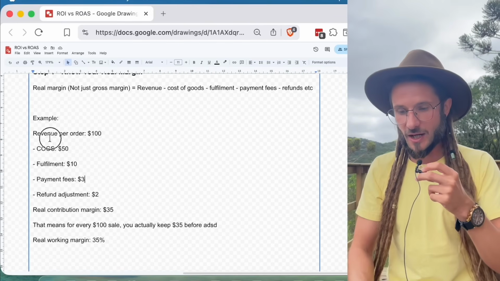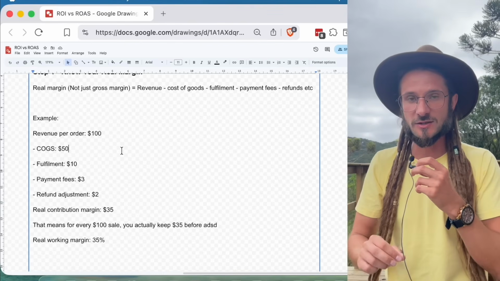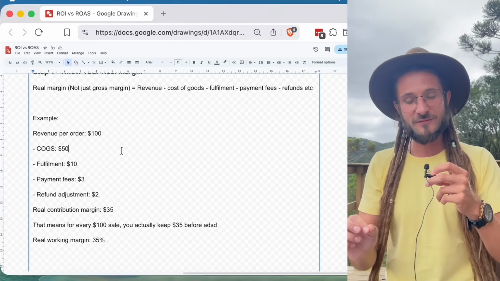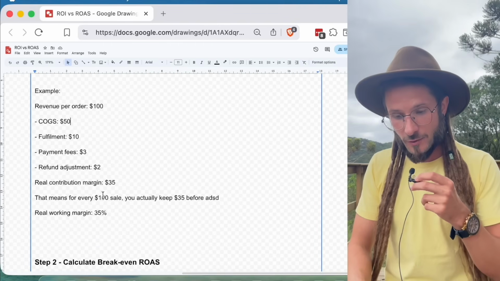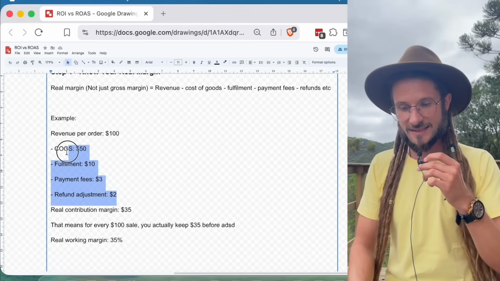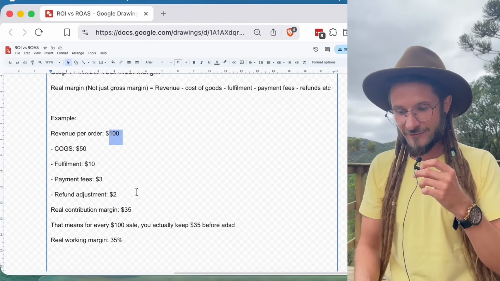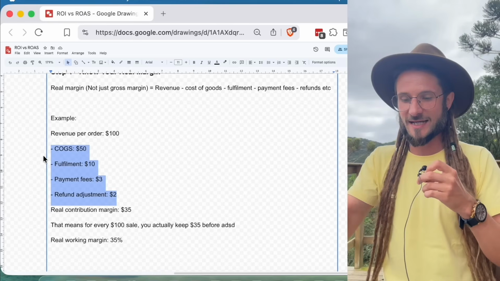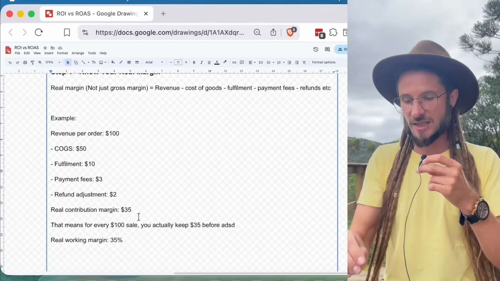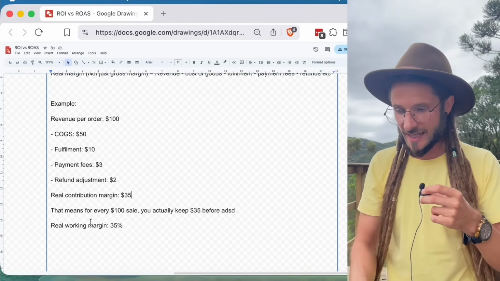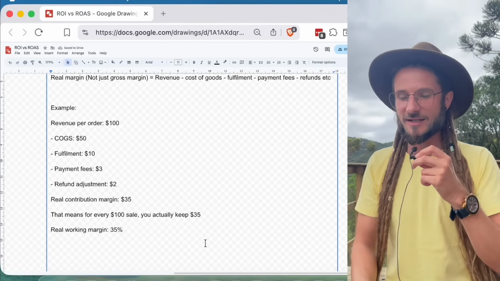So as an example, here we have revenue per order of $100. The cost of supplying those goods and services is $50. Fulfillment is $10. They've got payment fees of $3 for that $100 order, and then they've got some refund adjustments. It costs the business all of these together to fulfill that order. So we generated $100 revenue, and after we've taken into account everything it takes to fulfill that, we are left with the real contribution margin, which is $35. That means for every $100 sale, you actually keep $35. So the real working margin in this case is 35%.